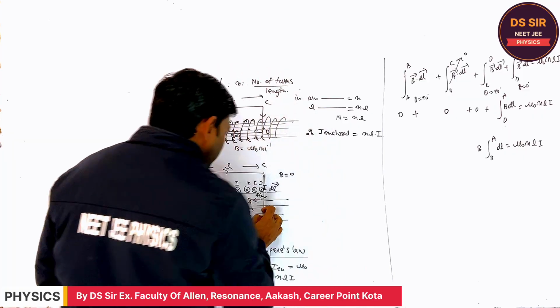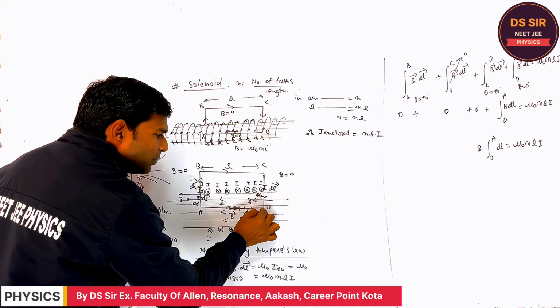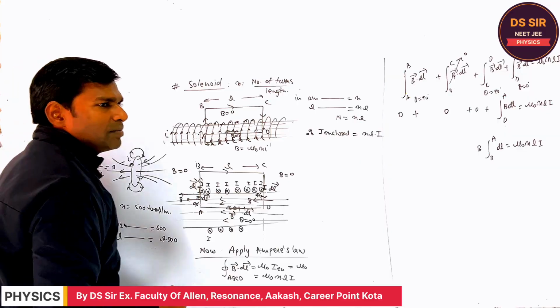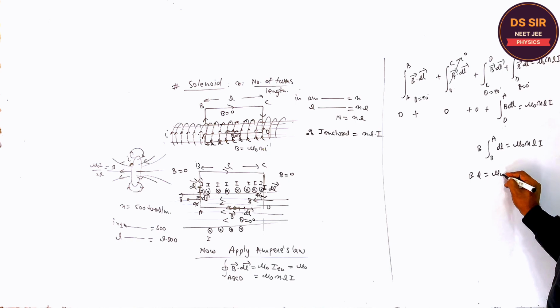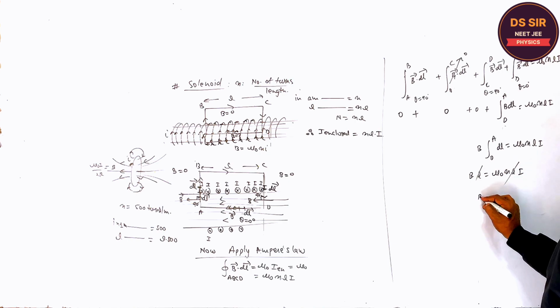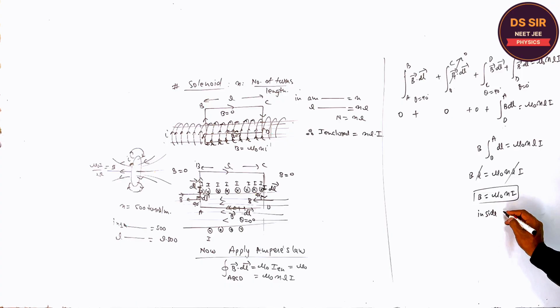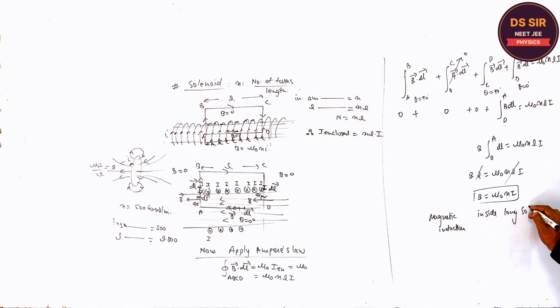From D to A, it is the small element dl. Integration of dl means you have to take the length, this length. And what is this length? Say it is L. So its integration from D to A comes to be B into L, and mu naught n L I. The L will cancel out. B is equal to what? Mu naught n I. So this is the magnetic induction inside a long solenoid. Copy this.